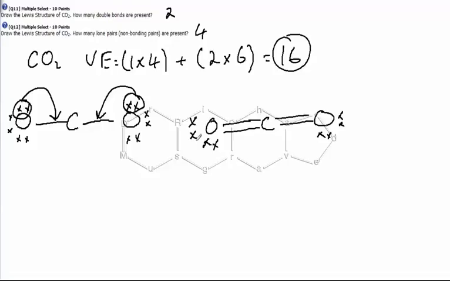So what are non-bonding electron pairs? Those are electron pairs that aren't bonding to anything or aren't involved in bonding. These electron pairs are definitely involved in bonding. These on the outside here are not involved in bonding. You can also have non-bonding electron pairs not only on the outer atoms, but sometimes on the central atom as well. In this case, there are no non-bonding electron pairs on the central atom.